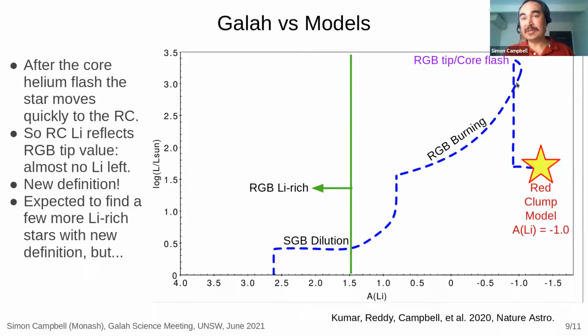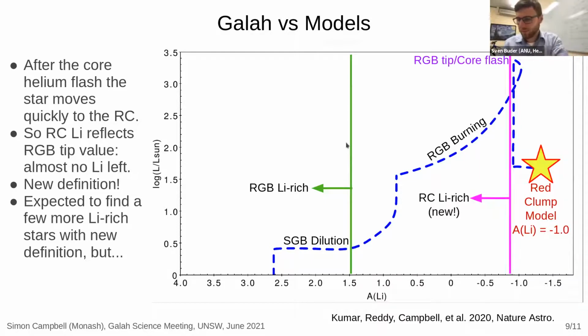And because you've had all this depletion on the RGB, your red clump stars should have a lithium of something like -1, and they should be at this luminosity. Just move that over there. Over here, I've got the RGB lithium rich line, the classical one.